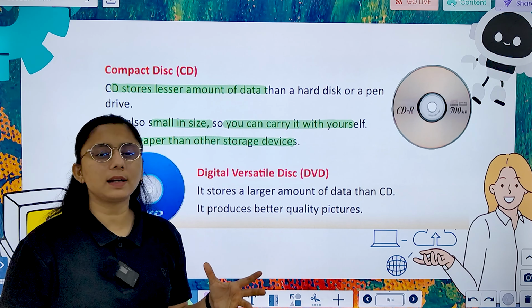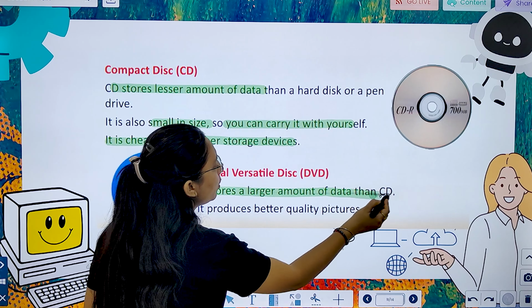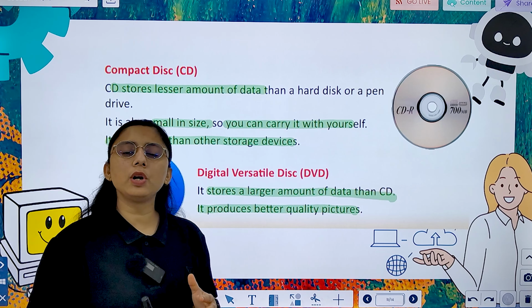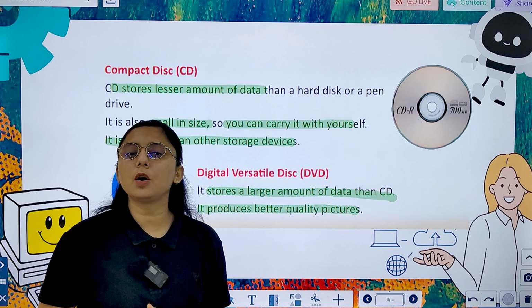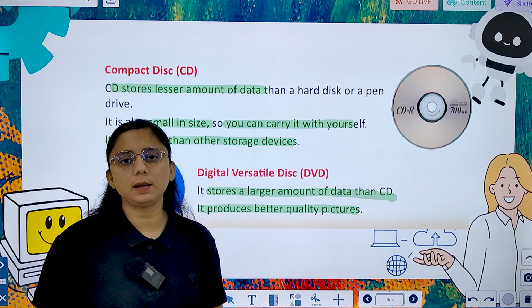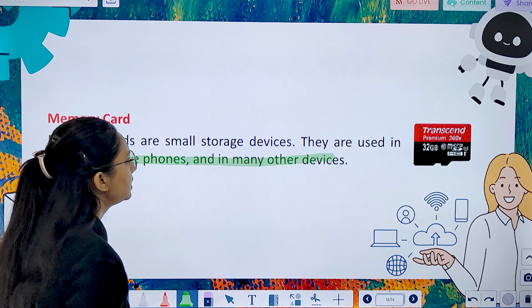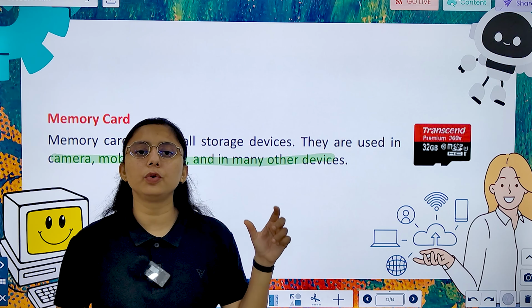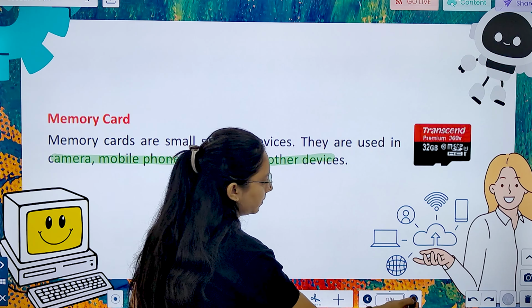Next is your DVD, that is your digital versatile disk. It stores a larger amount of data than CD and it produces better quality pictures. Next is the memory card. It is also a storage device. It comes in different sizes. They are used in cameras, mobile phones and any other device, like you can see that we use in the mobile phone or camera.